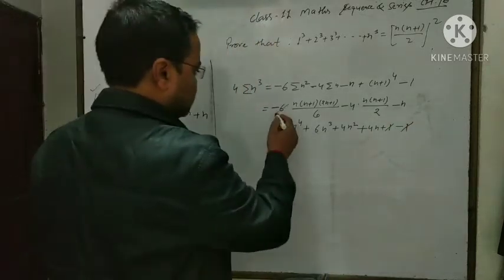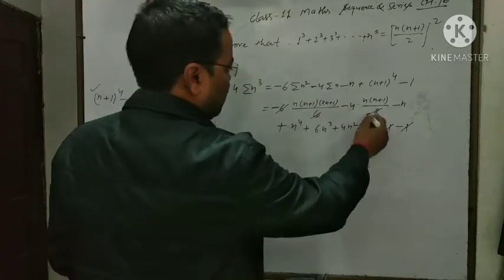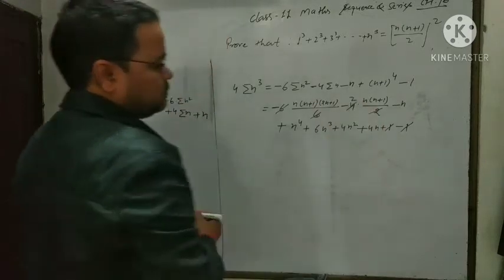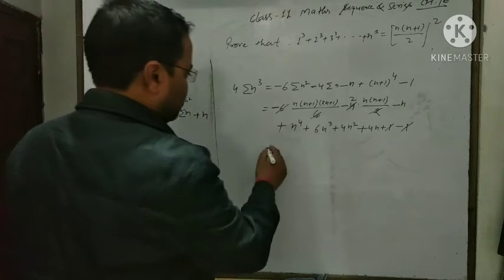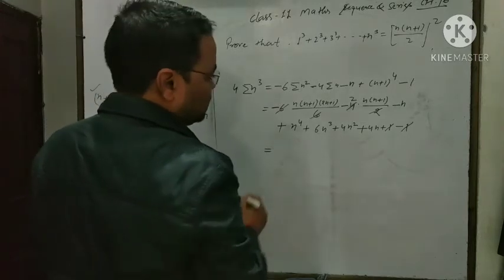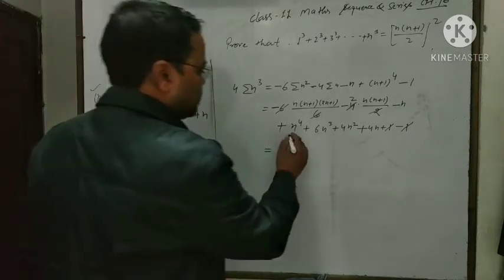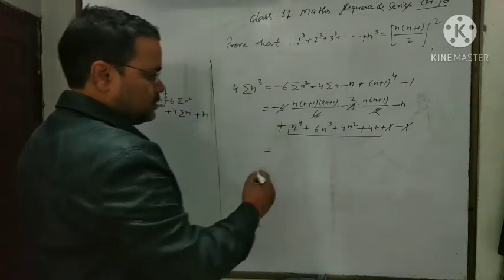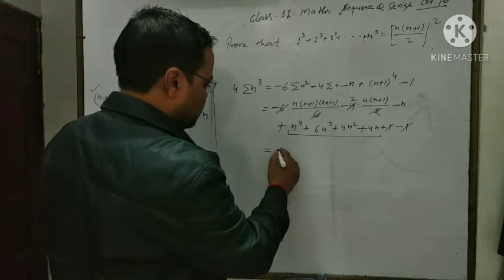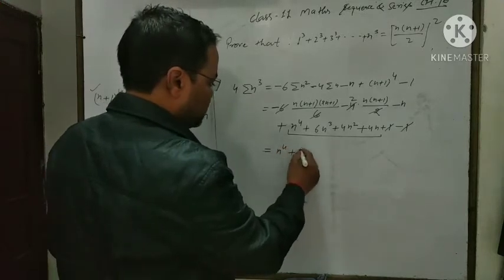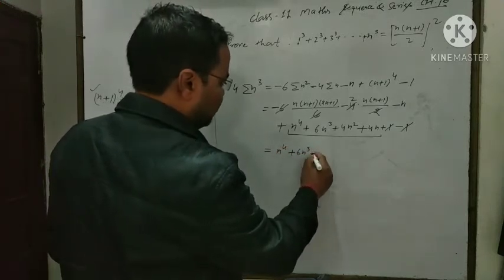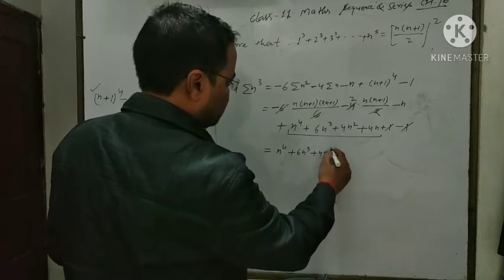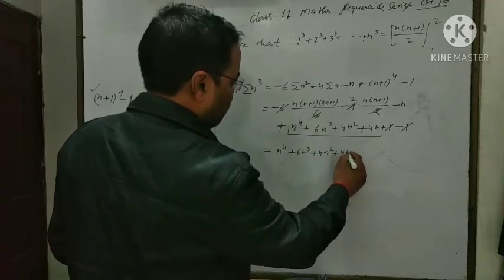And here 6n and 6n will be cancelled. And here 2 to the 4. Okay. Then what do we do? Minus. It will be better if you write the plus first term in the first term place. It will be n raised to the power 4 plus 6n cube plus 4n square plus 4n.